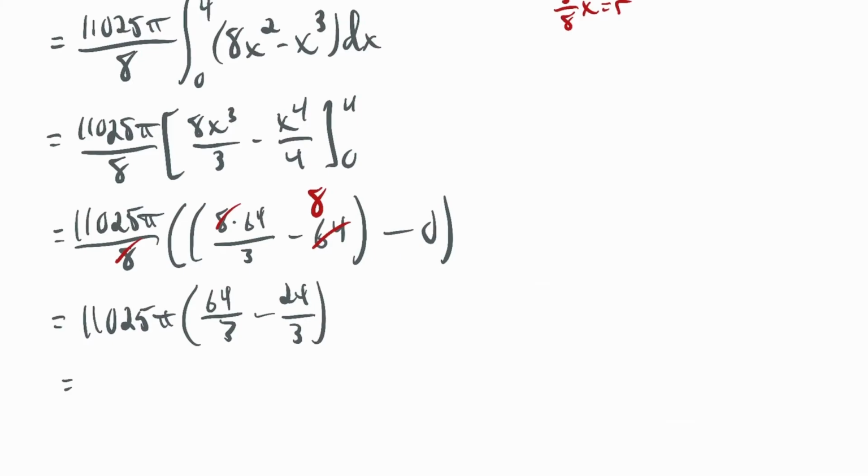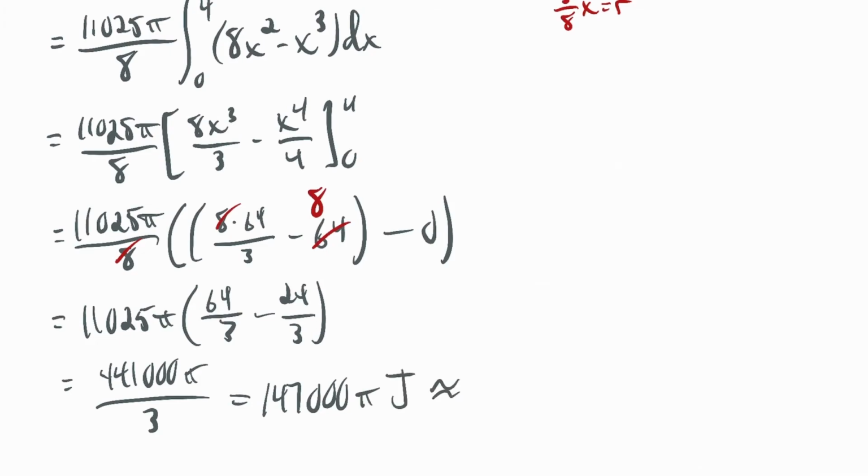What is 11,025 times 40? I get 441,000 over 3, which is divisible evenly. So this equals 147,000 pi, which is a pretty big number, and in joules, right?